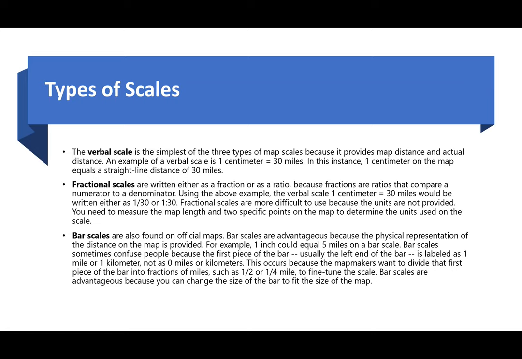Verbal scale is the simplest of the three types of map scales. It provides map distance and actual distance. An example of a verbal scale is 1 centimeter equals 30 miles. In this case, 1 centimeter on the map equals a straight line distance of 30 miles. But do you see how that's written out? 1 centimeter equals 30 miles. It's written out in full with those characters.